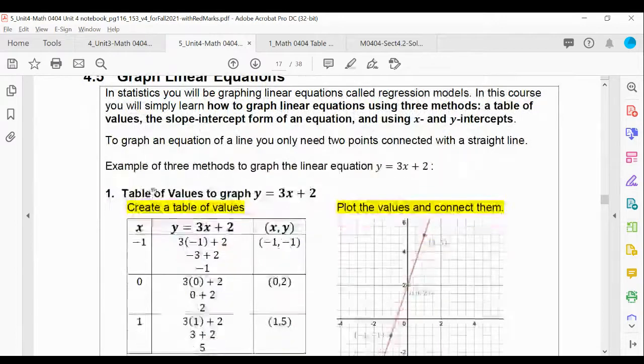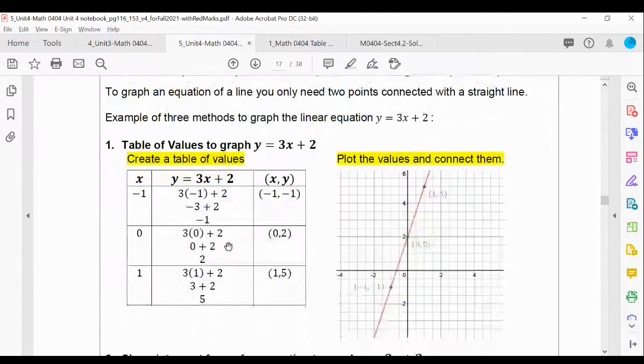So this video focuses on the first method, which is using a table of values to graph this first example, y equals 3x plus 2. This equation must be written in slope-intercept form so that we have y solved and we can use that equation to substitute easier and solve for y.